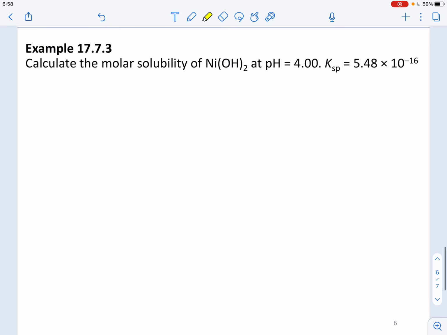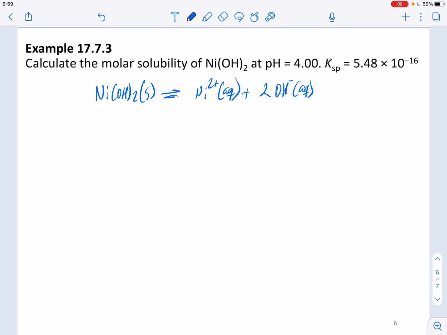All right. So last example that we have here: what if we have nickel hydroxide, and we want to know what the solubility at pH 4 is, right? So what do we need here? So our equilibrium, let's do this formally: nickel hydroxide is a solid that goes into nickel 2 plus in dissolved state plus 2 hydroxides in dissolved state.